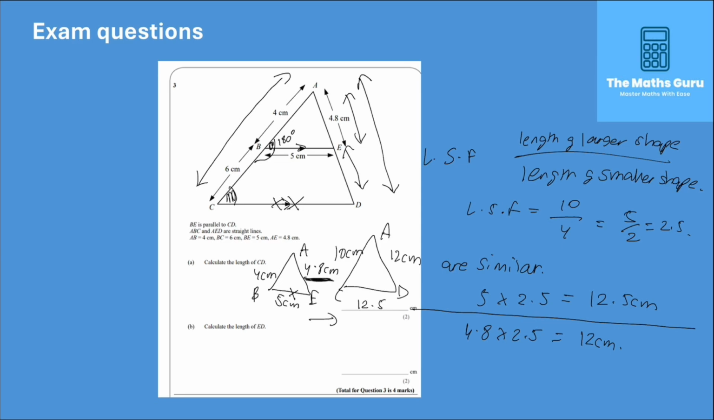But we're not trying to work out AD in this situation. We're trying to work out ED. So ED is going to be 12 centimeters minus our 4.8. That's because ED is only this section of our larger line. So 12 minus 4.8 is going to be equal to 7.2 centimeters.